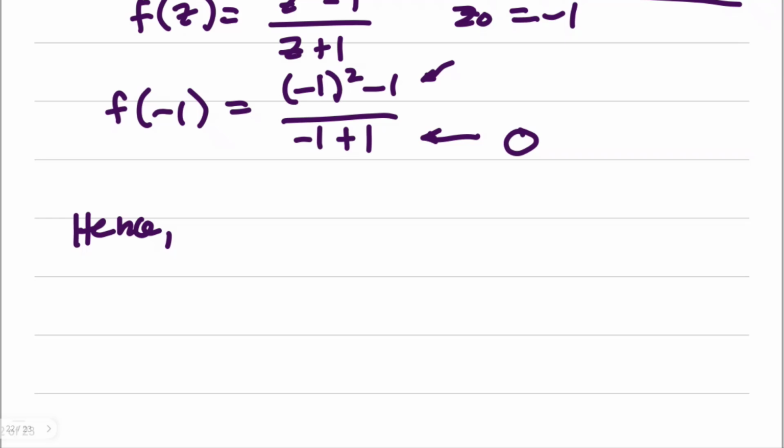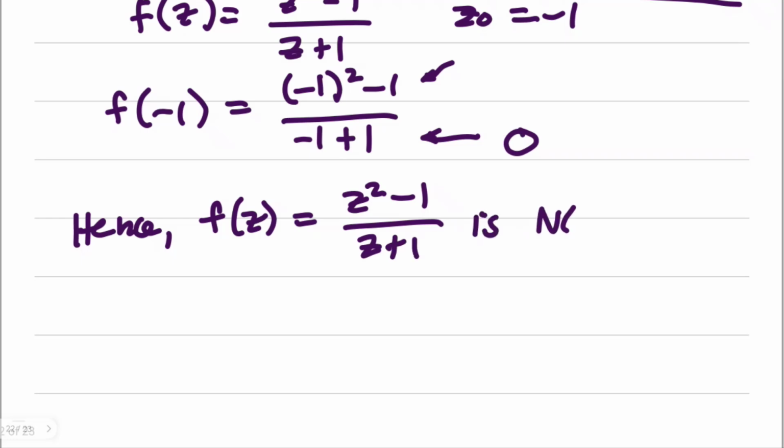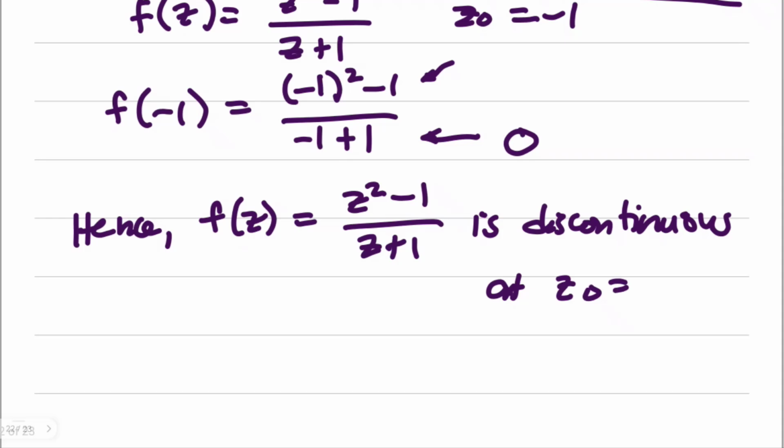The function f of z, which is equal to z squared minus 1 over z plus 1, is not, or you can of course say discontinuous, discontinuous at z sub 0 equal to -1. Other references would like to use not continuous for emphasis, or you can just stick with this. It's discontinuous for this, because again, the second condition is not existing, and therefore we cannot proceed to the third condition as well.